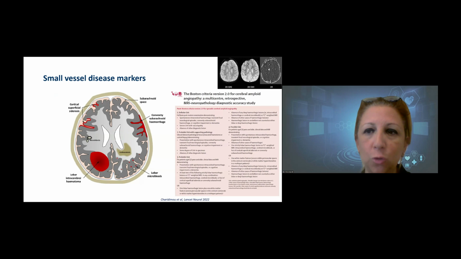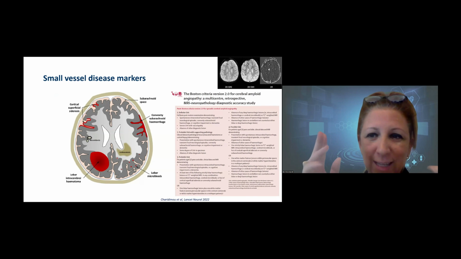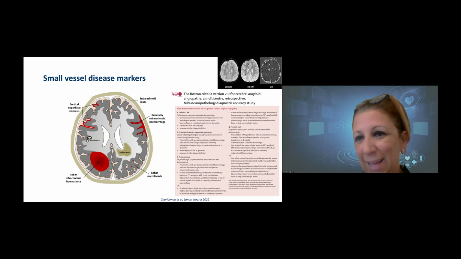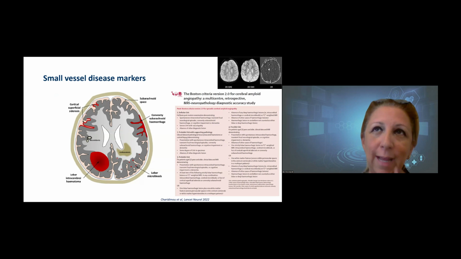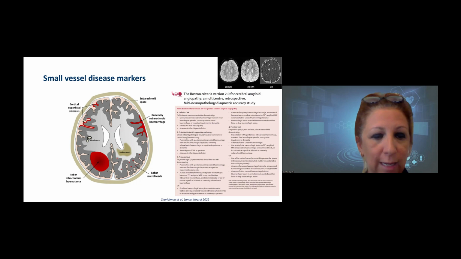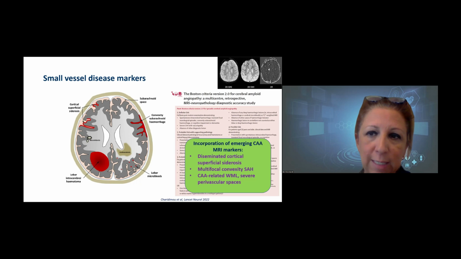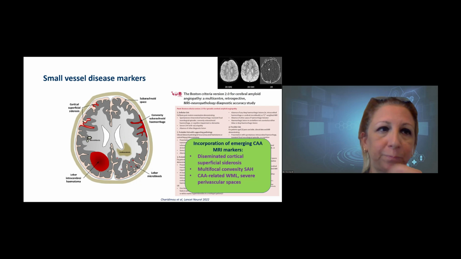Importantly, the revised Boston criteria are criteria that we use in everyday clinical practice to say that the patient has probable or possible cerebral amyloid angiopathy, because the gold standard, a brain biopsy, is not feasible and is not the right approach in everyday clinical practice. So the revised Boston criteria provide high diagnostic accuracy for the identification of patients at especially high bleeding risk, such as cerebral amyloid angiopathy patients.